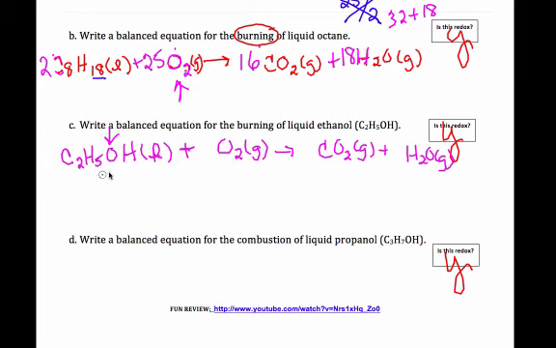Most common mistake. So I have 2 carbons and 2 carbons. I've got 6 hydrogens, so I need a 3 here. So that gives me 4 plus 3. I have 7 oxygens. Well, I have 1 oxygen here, so this one only has to supply 6, and it'll do that with a 3.